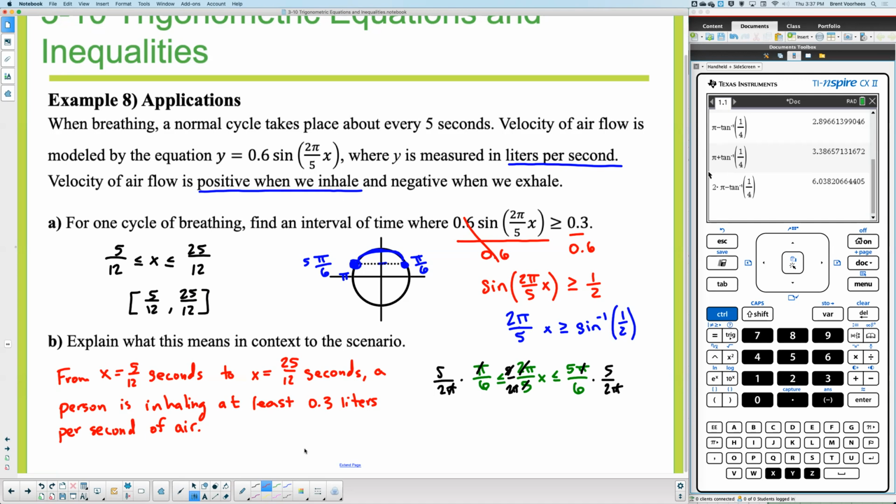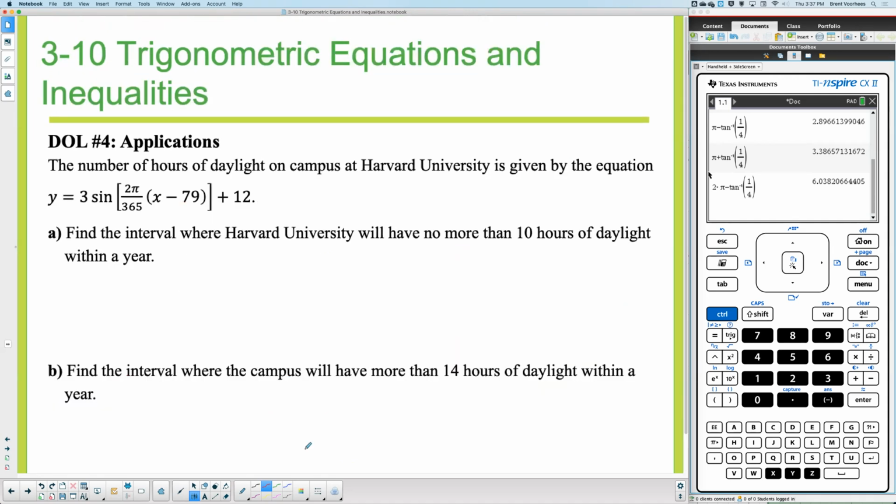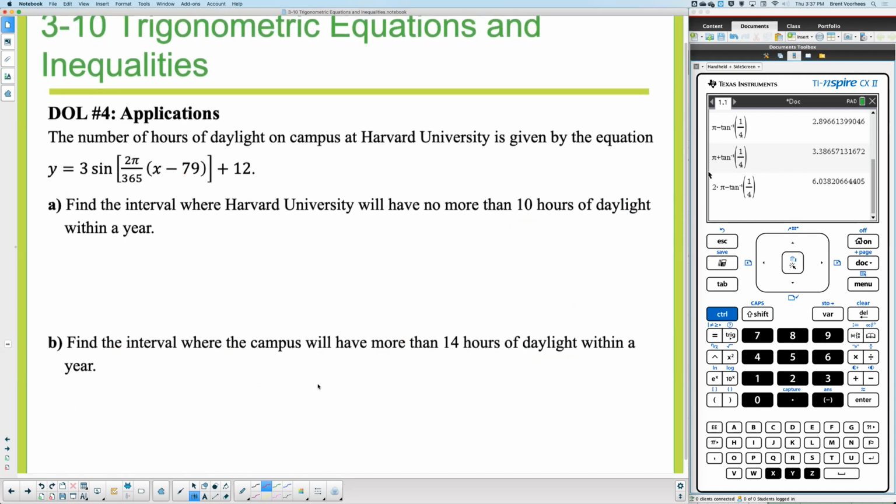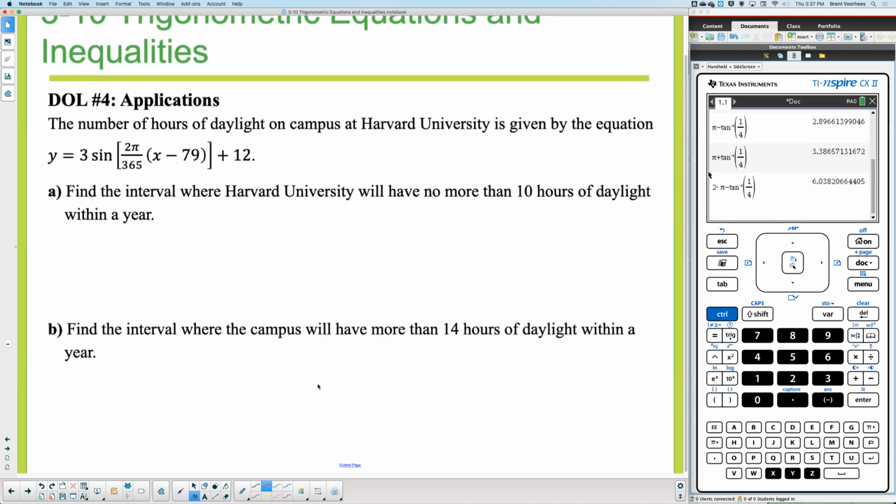Now that I worked an application, how about you try an application? Your last DOL of the day, DOL number 4, try working through this application. See what you come up with.